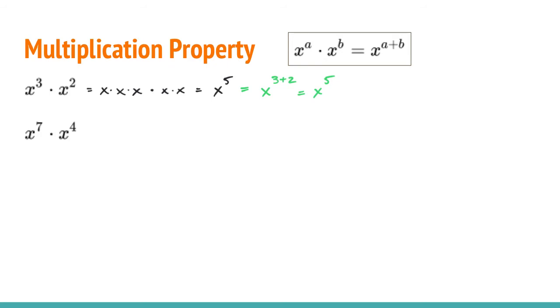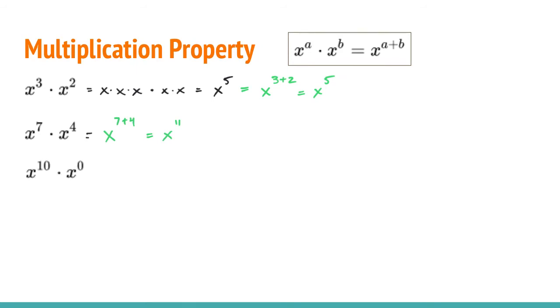Obviously, you don't want to spend the time writing out 7 x's and then 4 x's. We know that there's going to be a total of 11 x's, so by using our property, we know that you have x to the 7 plus 4, which is then x to the 11th, and that's all there is to it.